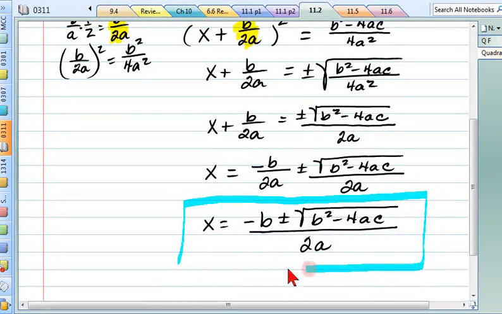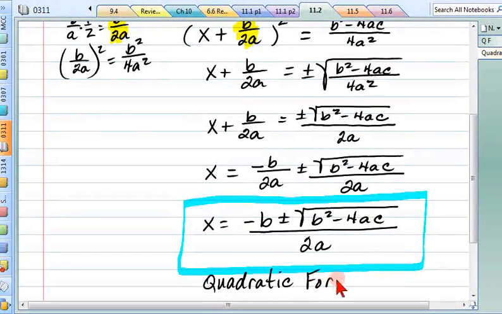So although you didn't need to write anything else down, you probably should write down that statement. That is what's known as the quadratic formula. And now our lesson in 11.2 is going to be about how do I use that formula to solve a quadratic equation.